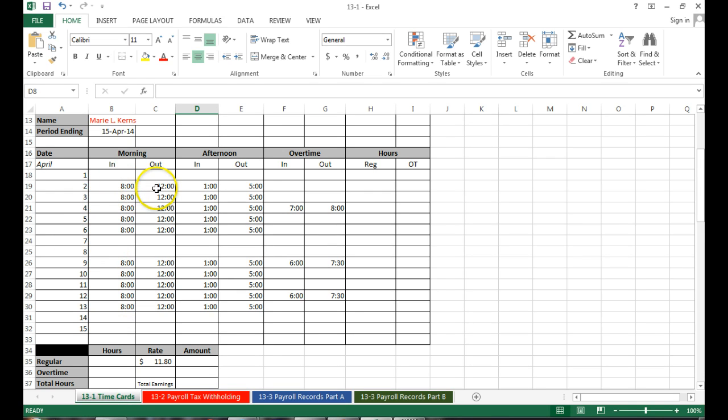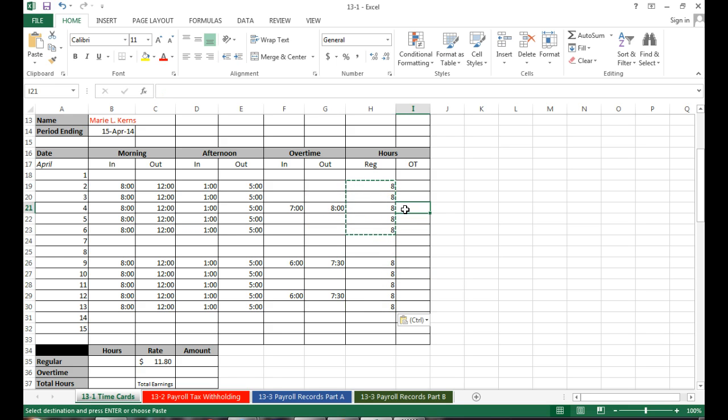Notice that the 8 to 12 checked out, and then they're back in 1 to 5. So we have normal hours of 8. And I can see, but you're going to want to double check, that they're all the same. So we're going to just copy this cell down, and I'm actually going to hit Control C and Control V to paste those down.